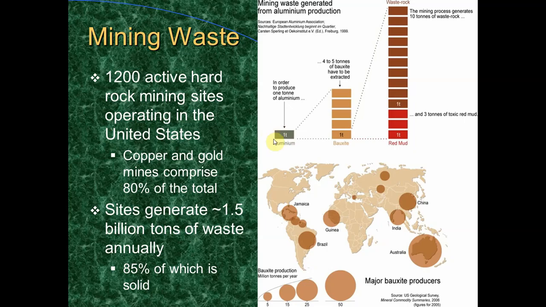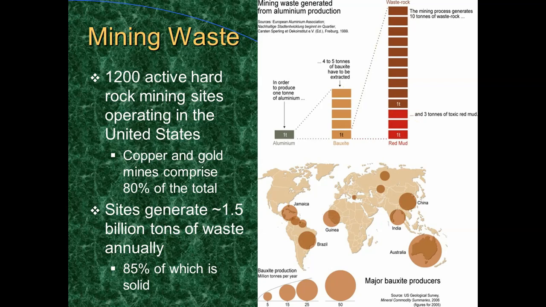In order to produce 1 ton of pure aluminum, we need to mine or extract 4 to 5 tons of a mineral called bauxite, which is an aluminum oxide mineral. So 1 ton of pure aluminum requires 4 to 5 tons of bauxite. That 4 to 5 tons of bauxite produces 13 tons of waste: 10 tons of solid waste, and 3 tons of a slurry, muddy, red, toxic waste. So 1 ton of aluminum equals 13 tons of waste.